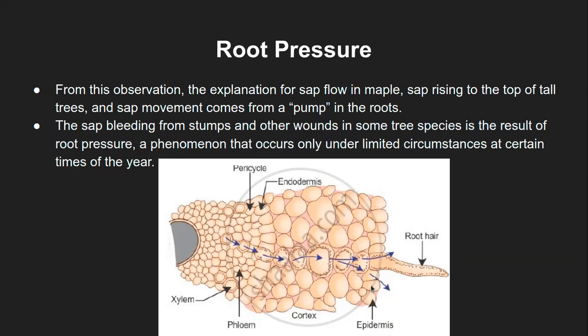We have the epidermis, which is outermost. The endodermis is the inner layer which is protecting the innermost structure, and then the pericycle, which is another type of parenchymatous tissue present around the xylem and phloem. This double-walled structure that you see is nothing but your xylem, and next to it is also phloem tissue, but we are not talking about phloem here.